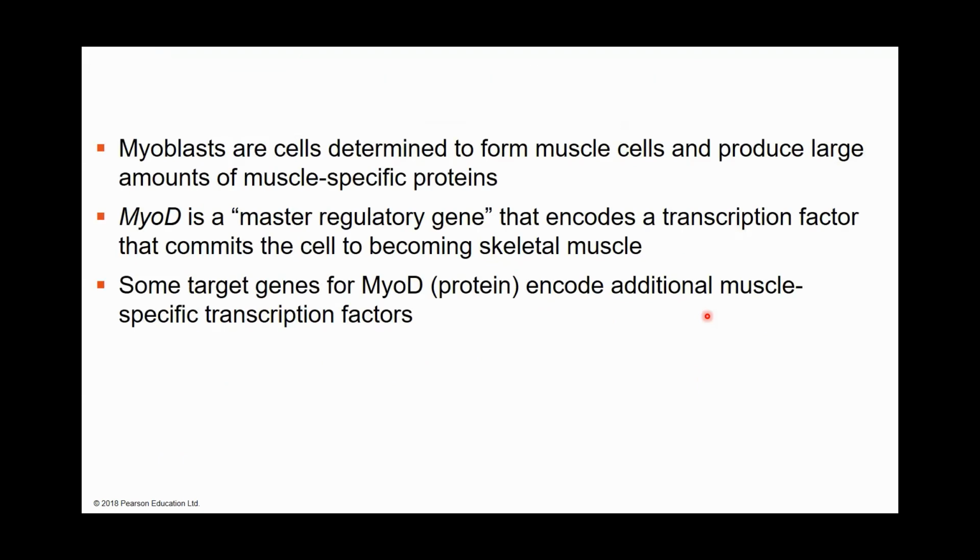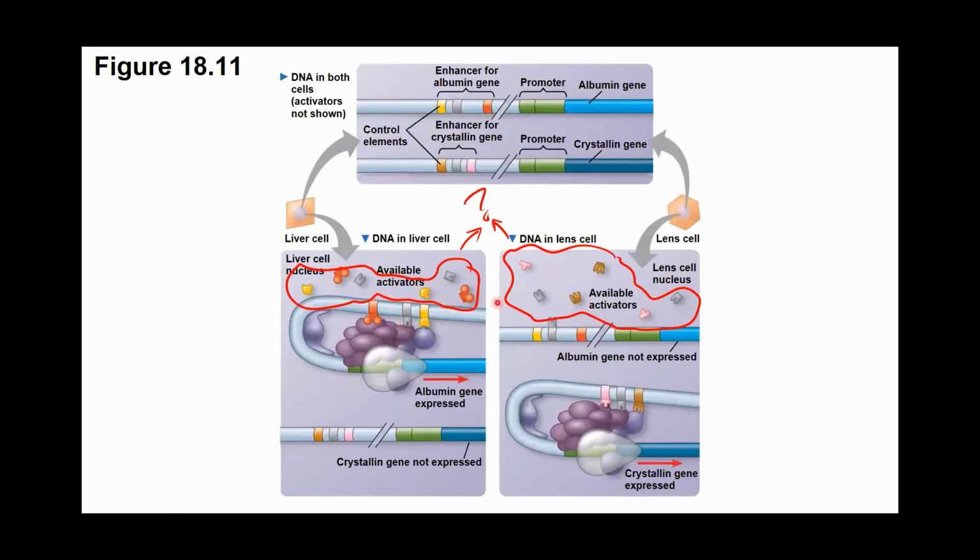And we could understand the role of differential gene expression and the regulation of gene expression at the level of transcription and its relationship with determination and differentiation by looking at an example. So these two different cells are fully differentiated cells, and they are fully differentiated because they express different genes. This liver cell expresses the albumin gene, this lens cell expresses the crystallin gene, and there will be other genes that are differentially expressed between these two cells.